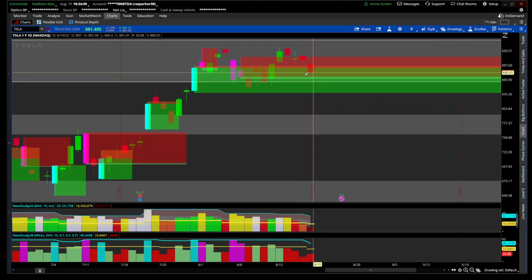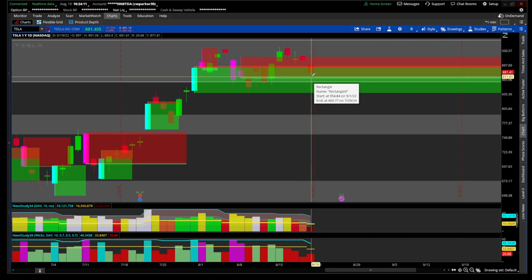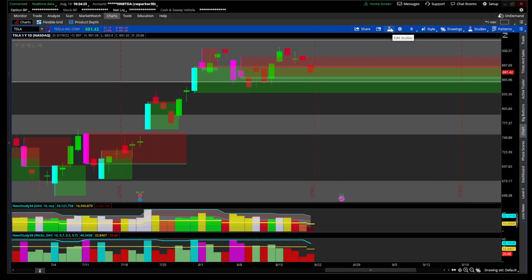So you can look at Tesla. You could probably look at this area right here being a support area, a possible support area. But this is what the indicator indicates. Like I said, you can change the sensitivity of it by working with those percentages.